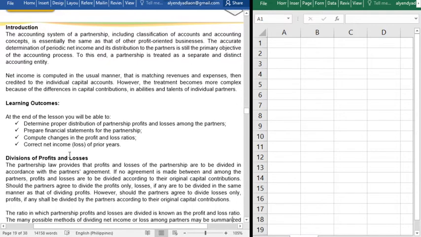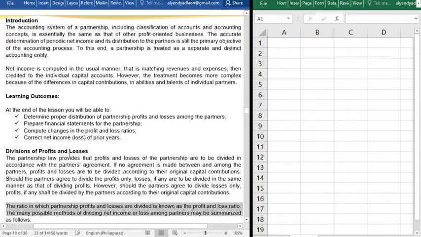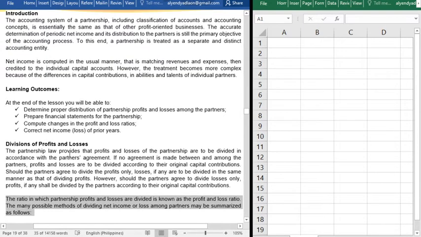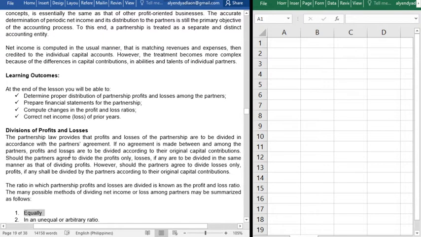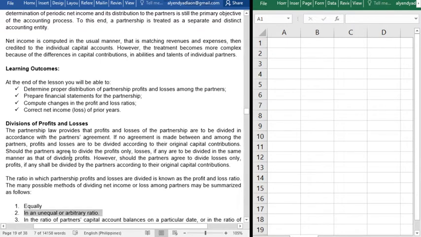Now next, the ratio in which partnership profits and losses are divided is known as the profit and loss ratio. The many possible methods of dividing net income or loss among partners may be summarized as follows. First, it could be equally. It could also be in an unequal or an arbitrary ratio.